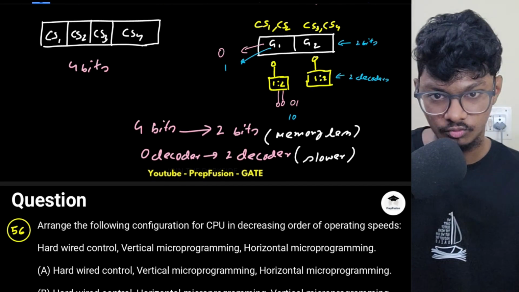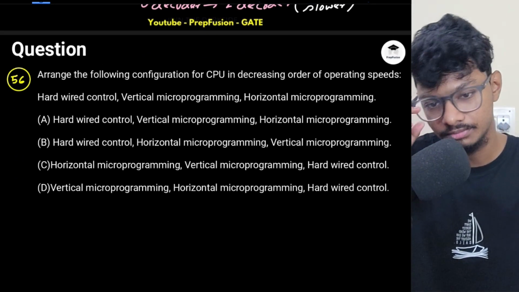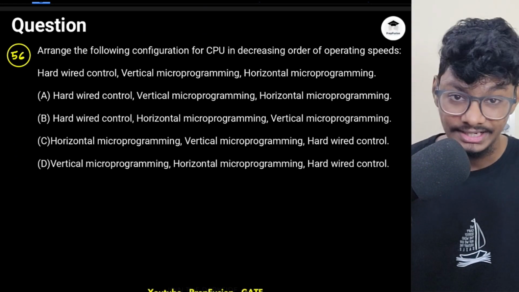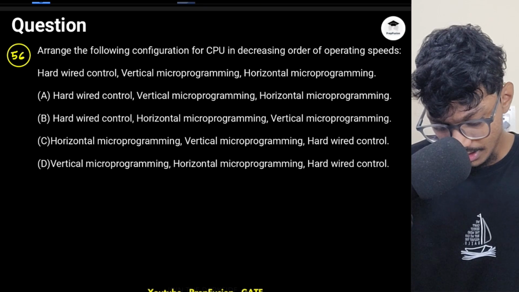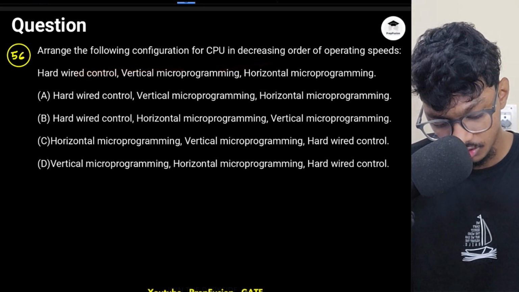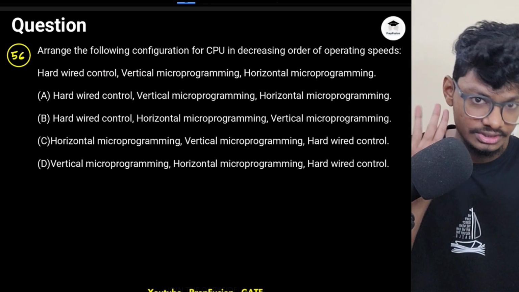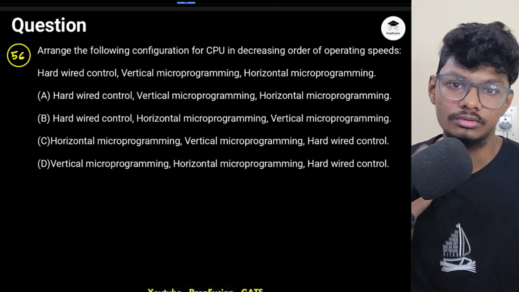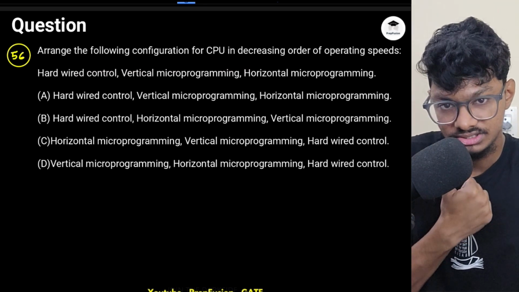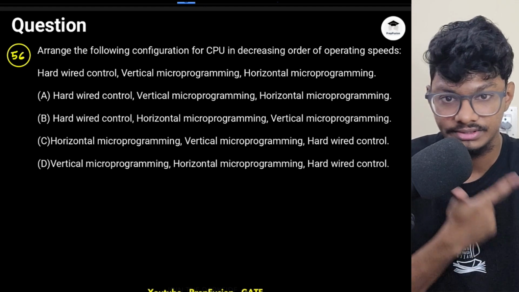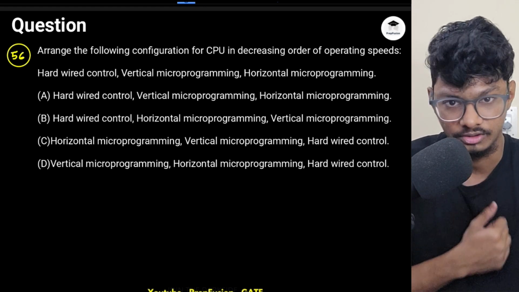So I hope you understood the difference between horizontal and vertical microprogramming. Let's do a few questions on this. Arrange the following CPU configurations in decreasing order of operating speed. We have studied 3 types of control unit: one is hardwired control unit, another one is horizontal microprogramming, another one is vertical microprogramming.